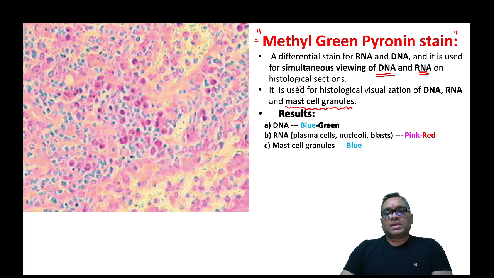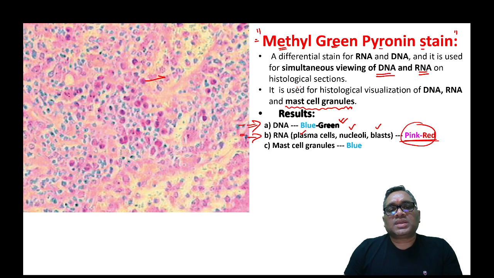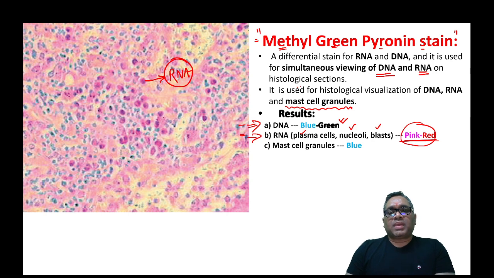So what will be the color when you use methyl green pyronin stain? Remember, DNA will be bluish green in appearance and RNA will be pink red. RNA can be seen in plasma cells, nucleoli, blasts. So they will be pink red. So now you can see this is the RNA, right, which is pink or red in appearance, and all this green, bluish green color is the DNA, right?